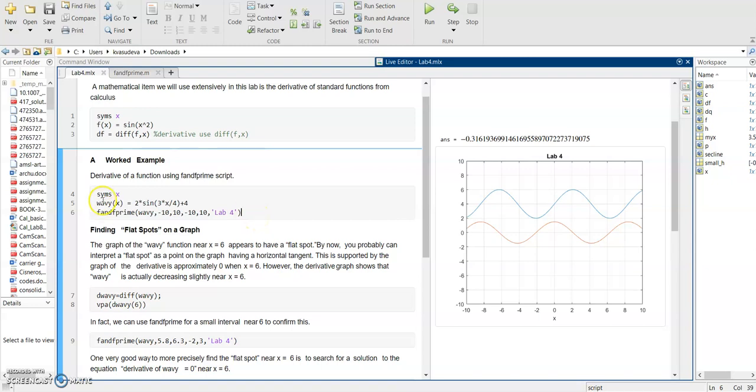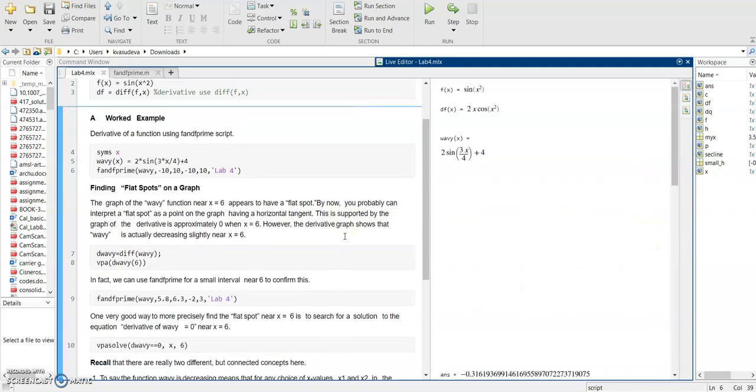Use ezplot of wavy of x in that interval, hold on, and use derivative to find the derivative separately and then plot it separately. You'll see which one among those is the function and which one is the derivative of the function. When you do this separately, you will easily find out which curve is what. So the blue line is your function wavy and the red line is the derivative function. Okay, that makes a few things clear.